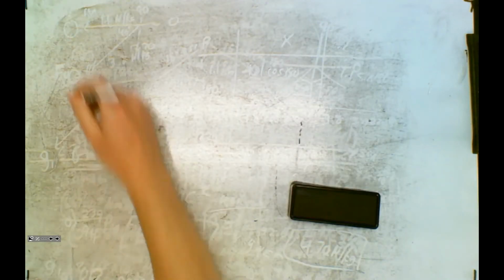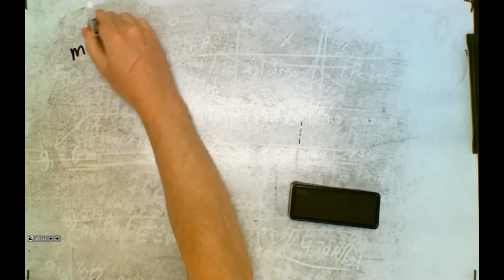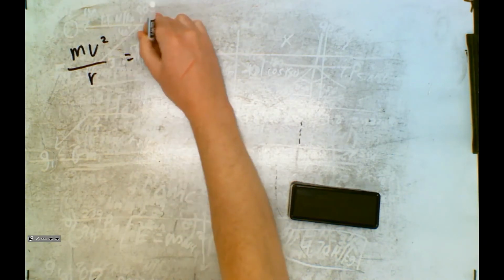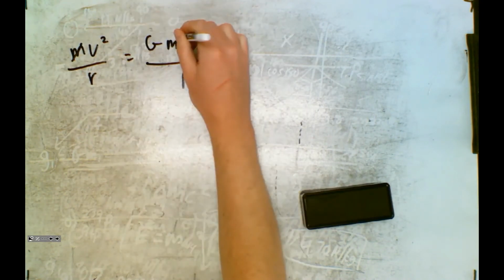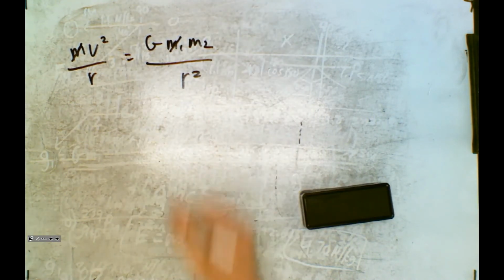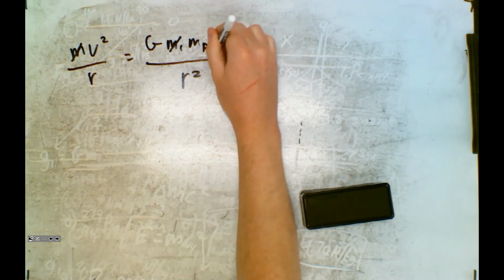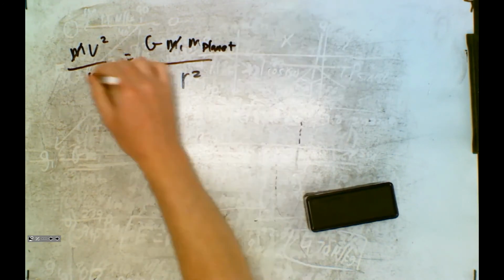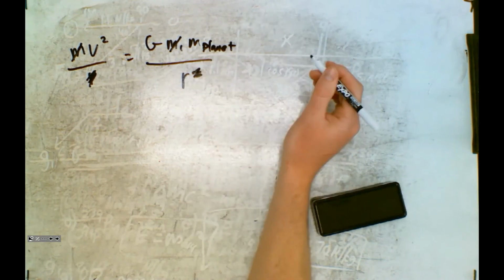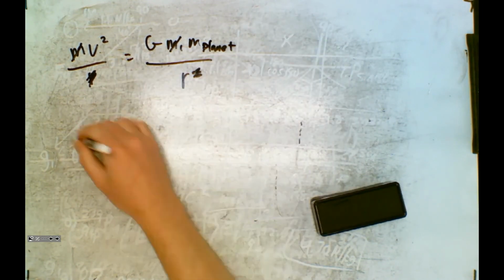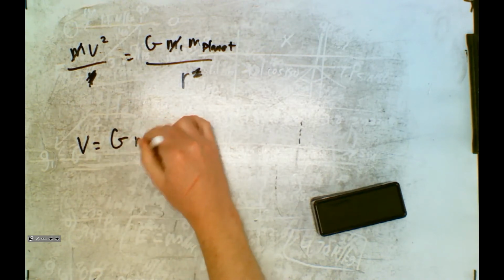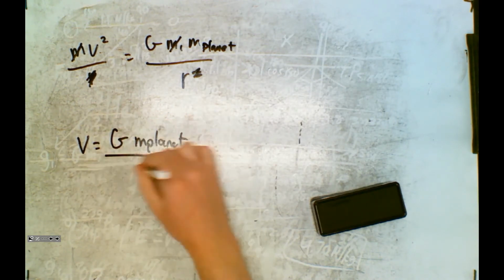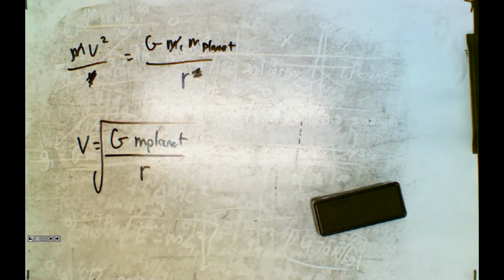So we have mv squared over r is equal to G m1 m2 all over r squared. So this mass is the mass of our orbiting body. That's what cancels out. And this mass that's left over is the mass of our planet. One of these radiuses cancels out, and we're trying to find this. So to find v, our escape velocity, we just go G, mass of planet, all divided by r, and we have to square root it because our velocity is squared.